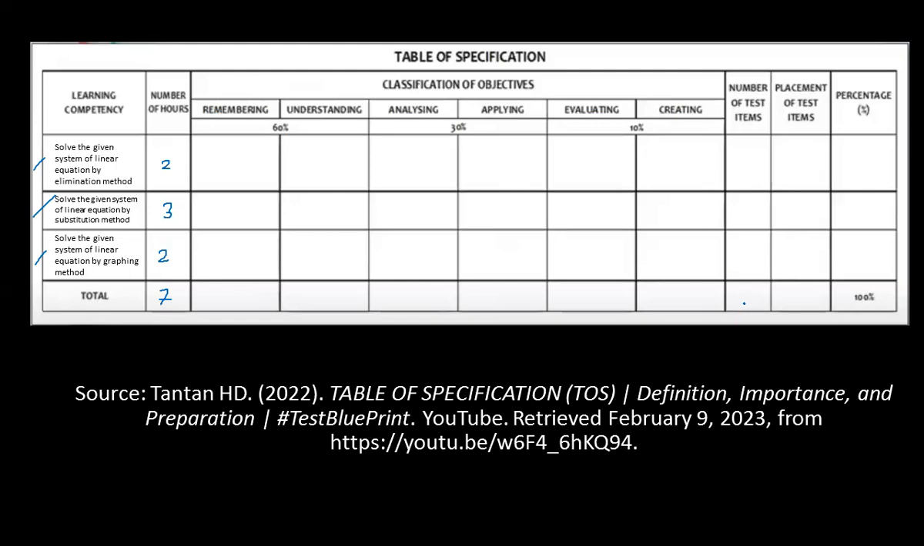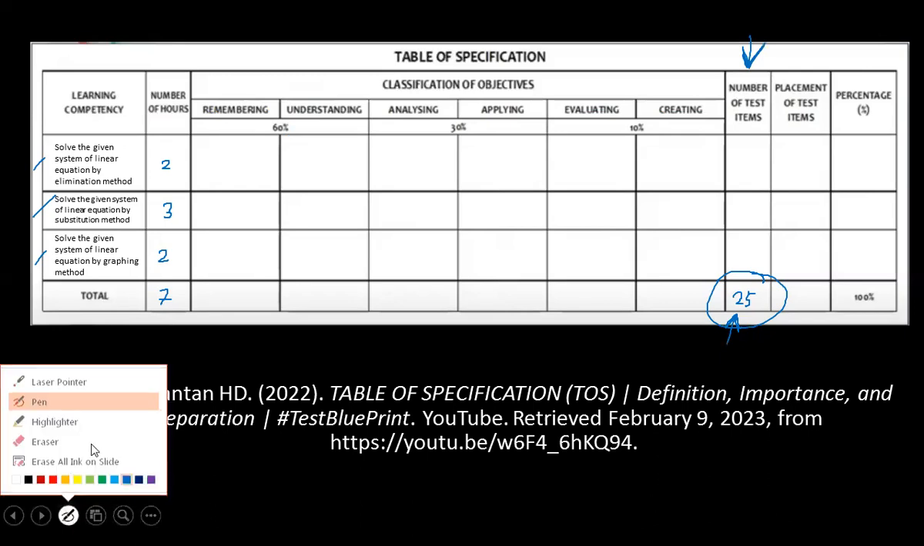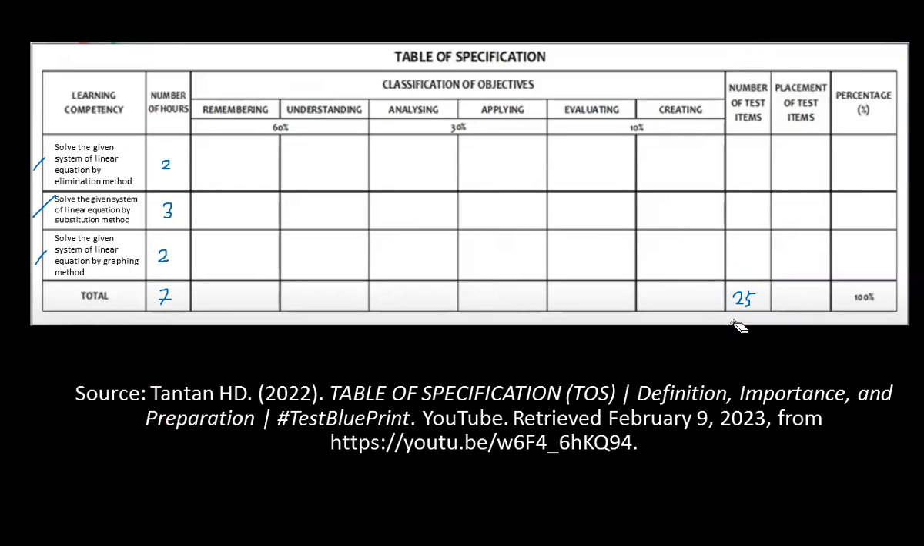So, since I said in the example that I will make a quiz, suppose that I made a quiz of 25 items. Okay? The total number of items involved in the quiz or test, put it here in this part, in the column for number of test items. Right here. Okay? So, let's go back. Suppose I want the quiz to have 25 items. So, what will I do here?